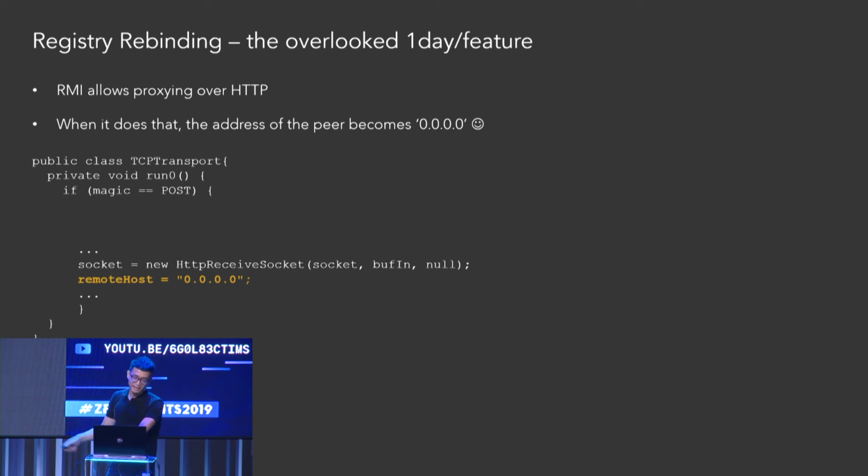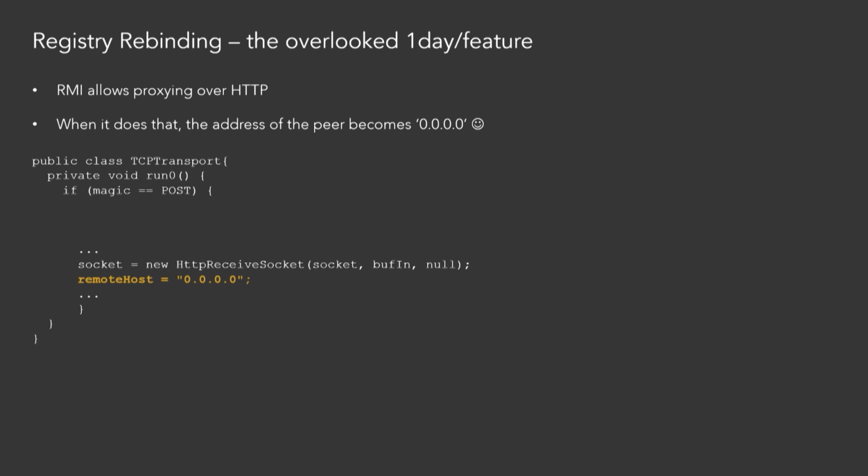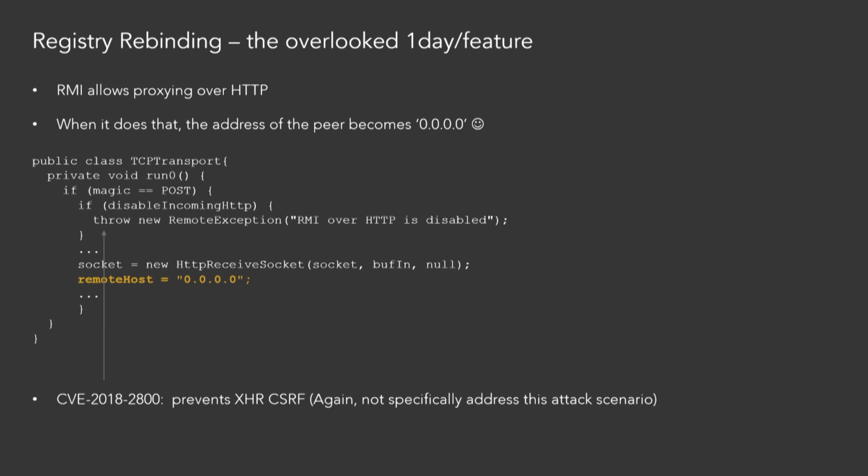And another interesting, overlooked one-day feature. RMI allows proxying over HTTP. So if it detects the protocol to be HTTP, it will turn the remote host into 0.0.0.0, which is a bindable interface, meaning it is coming from localhost, and we can bypass the access check. But then again, another researcher reported it as a different case. They reported it as a client-side request forgery, and it isn't related to this attack surface. Yeah, so it's one more interesting scenario that we can use to exploit.